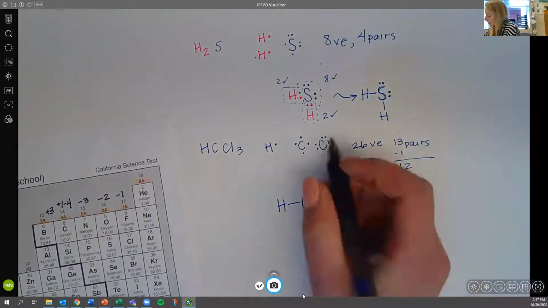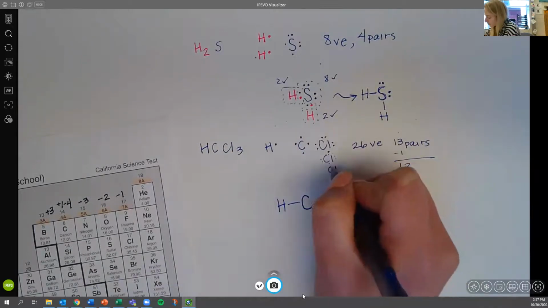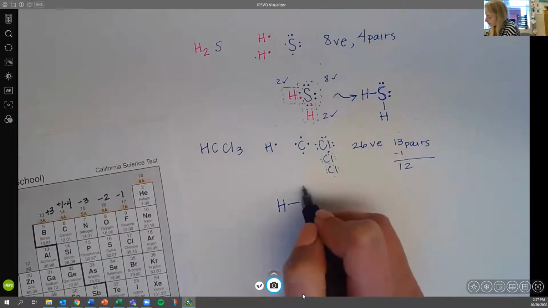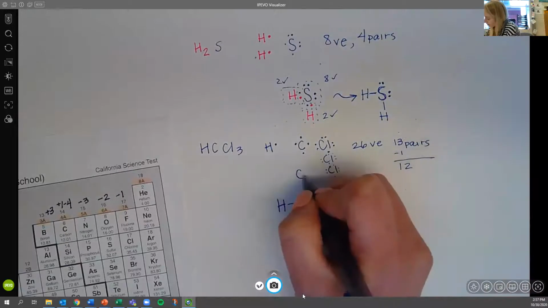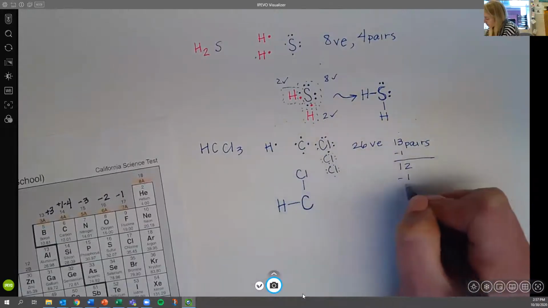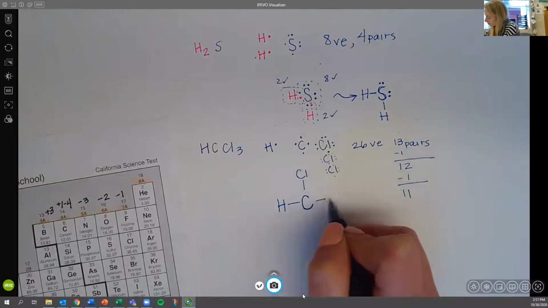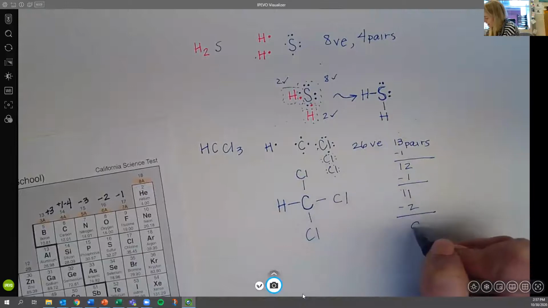Then I'm going to add, I have 3 of these, right? So chlorine, chlorine, chlorine. I'm going to add a chlorine up here. And I've used another pair. So now I'm at 11. I'm going to add another chlorine here and one here. So now I've used 2 pairs. So now I'm at 9.